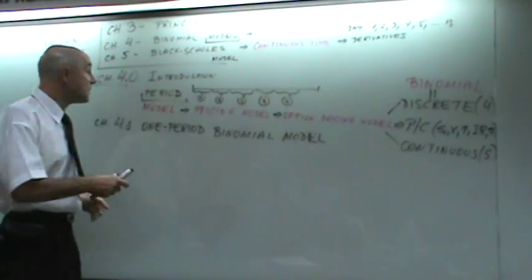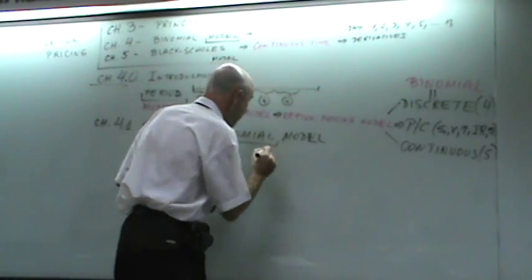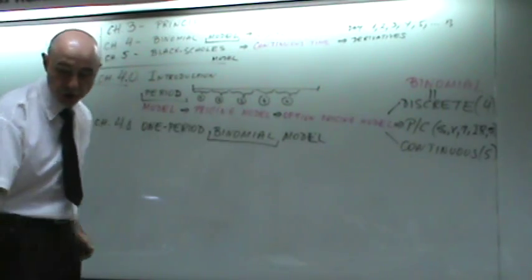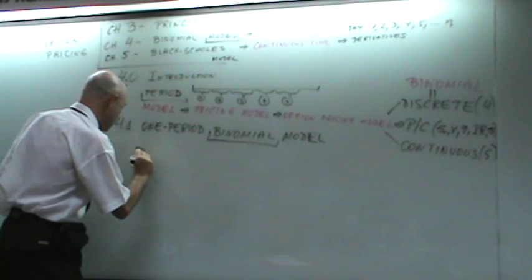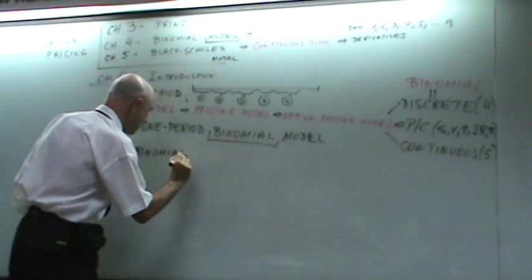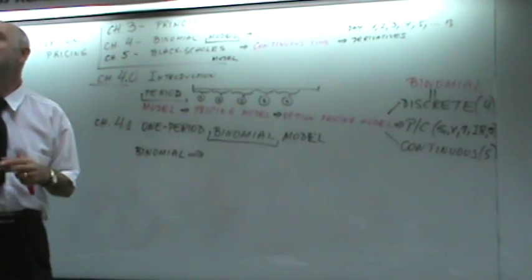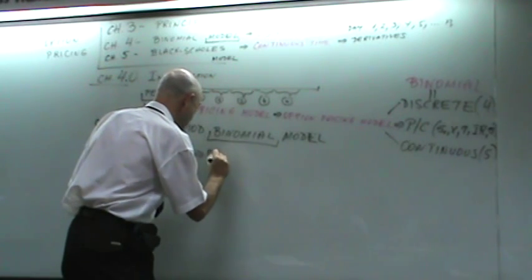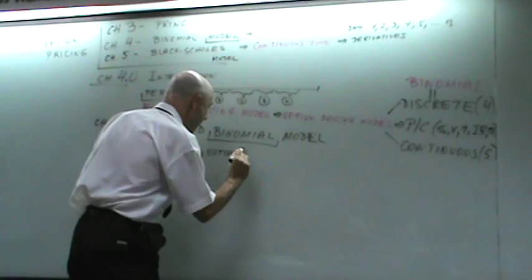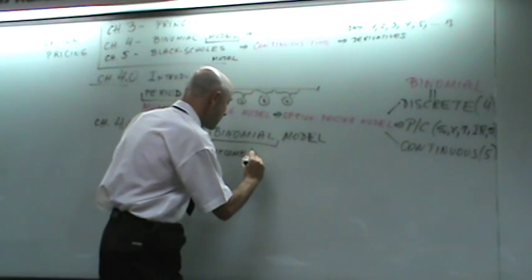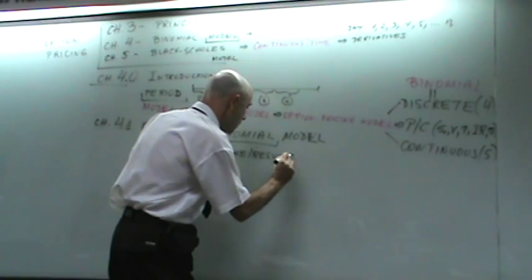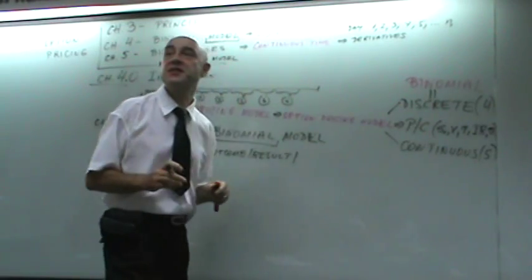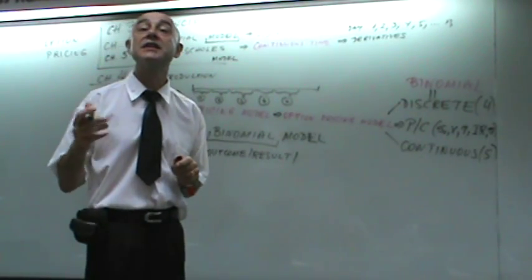So, one period binomial model. In a binomial model, you have only two outcomes. So we call it outcome. Sometimes we call it result. In mathematics and in statistics, we call it a state.